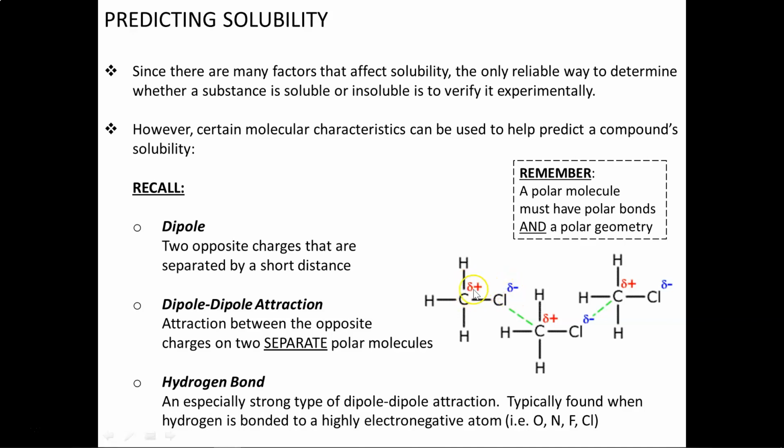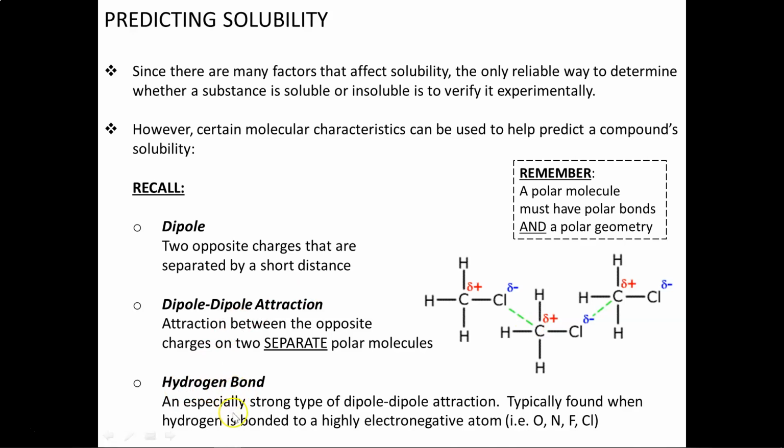We call this the dipole. Di meaning two, pole meaning ends, two ends. Now, there is an attraction between the dipole of one molecule and the dipole of another molecule. We call this a dipole-dipole attraction, which is a type of intermolecular force.